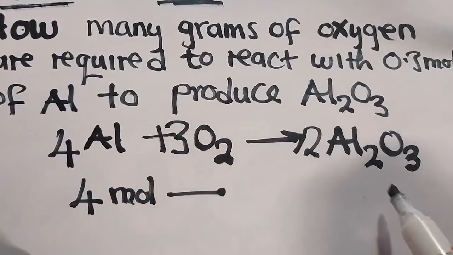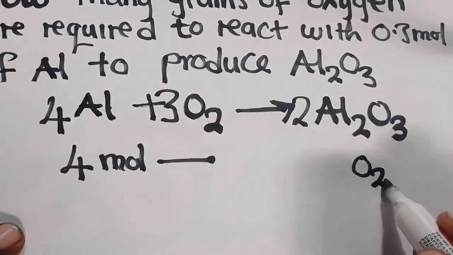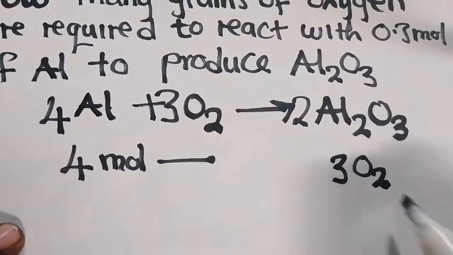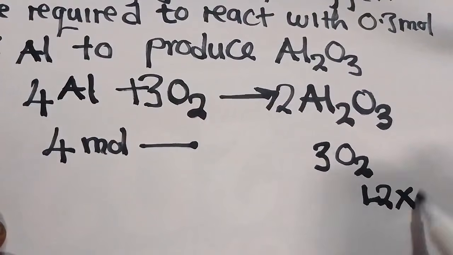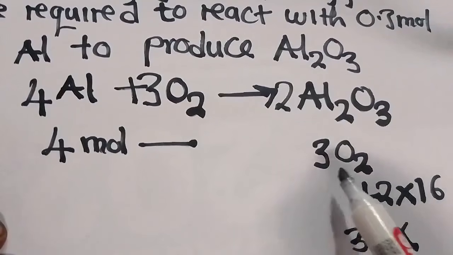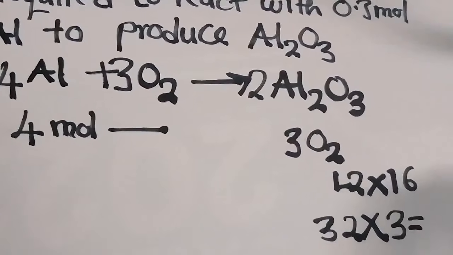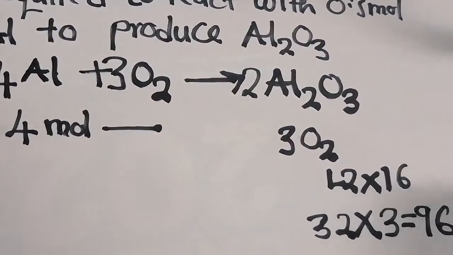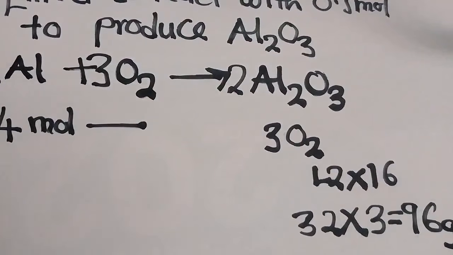Maybe if you've forgotten what we were doing, we are saying it is O2 and a 3. So you say this is 2 times 16. You are going to get 32. 32 is appearing how many times? 3 times. 32 times 3. Then you find your answer as 96. So 96 is the mass that we are going to use.